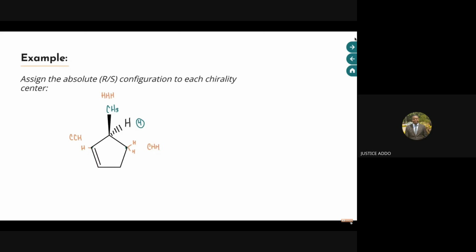So being connected to two carbon atoms gives that bottom left carbon a higher priority. So it's going to be number 1. The bottom right carbon will be number 2, and then the top methyl carbon will be number 3.